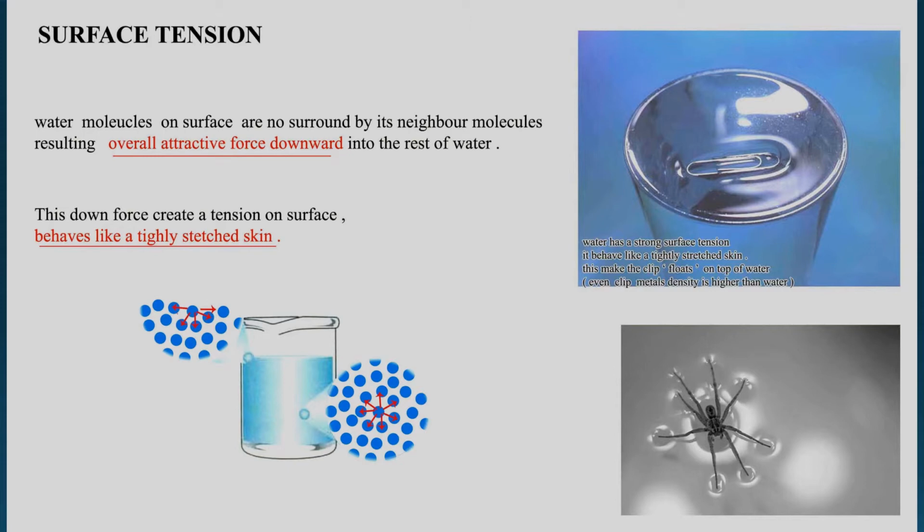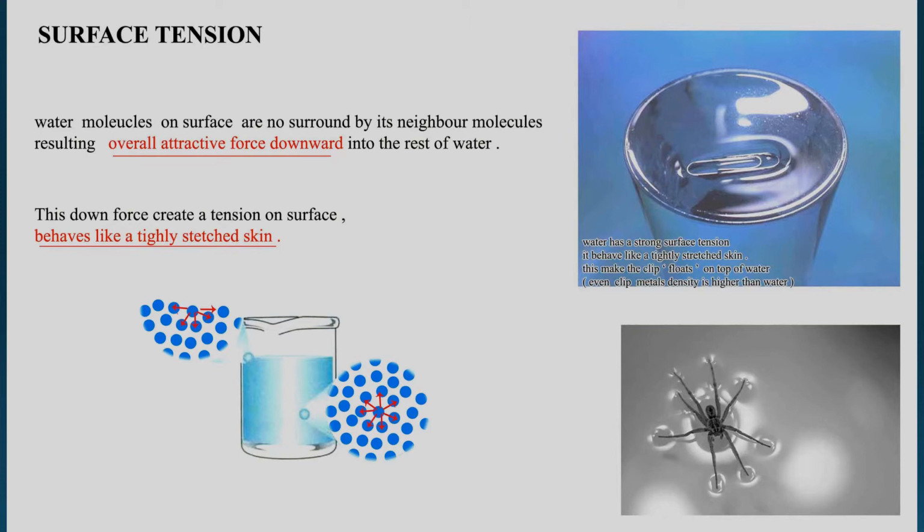Now, let's look at another word, surface tension. Surface tension. Why does water have an attraction force? Again, hydrogen bond between molecules. Remember, hydrogen bond between molecules. So this force creates a very strong tension on the surface. So they will behave like a stretched skin.